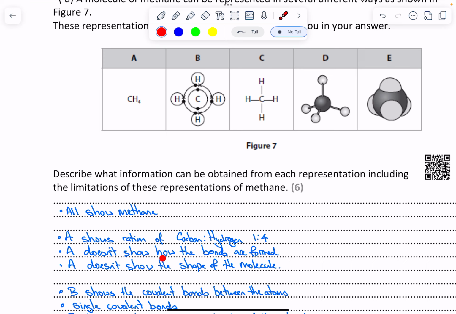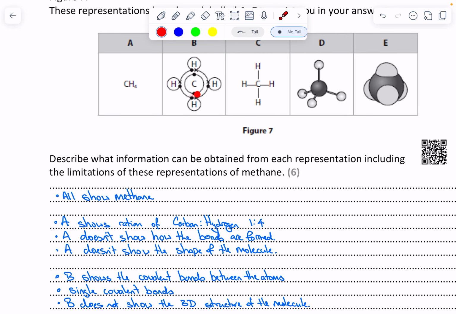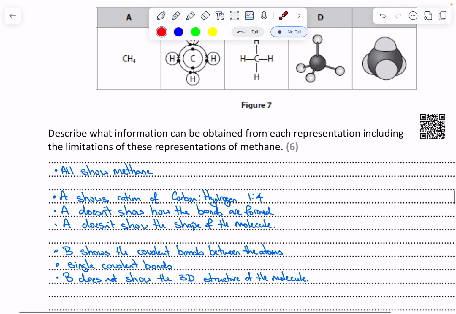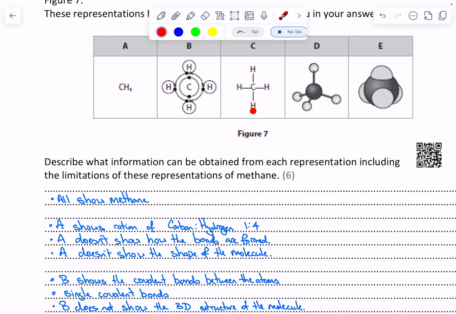A doesn't show you limitations. A doesn't show you the bonds that are being formed, and it also doesn't show you the shape of the molecule. B, in B here we can see the covalent bonds are being shown. You've got those shared pair of electrons, and you can see they are single covalent bonds that are being produced. This is a 2D diagram, so B's limitation is that it doesn't show you the 3D structure, 3D shape of the molecule.